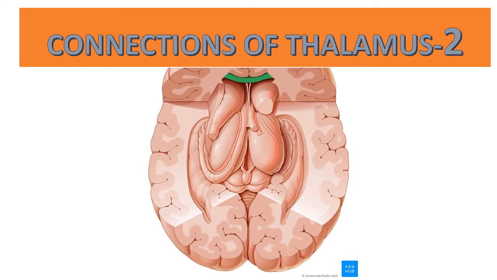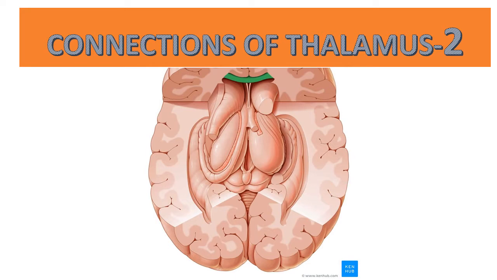And today we are going to discuss the connections of the thalamus, the second part. So in the previous class we discussed the anterior nucleus, and also the medial group. And now we are going to discuss the lateral group nuclei of the thalamus.